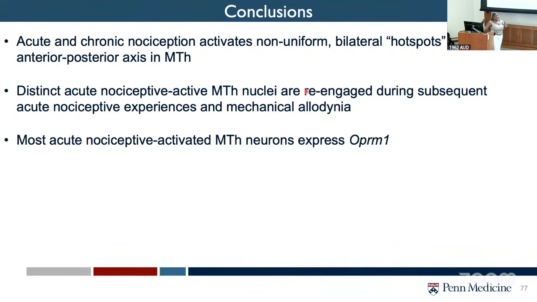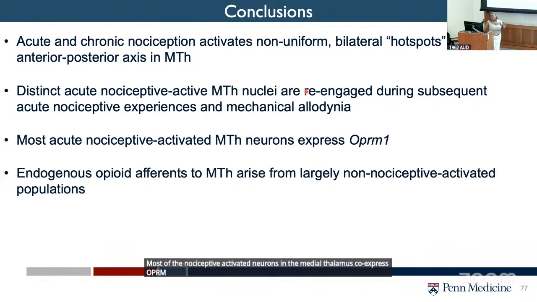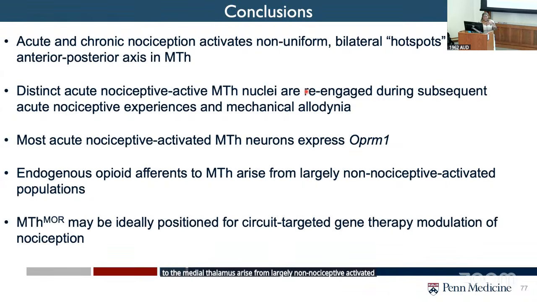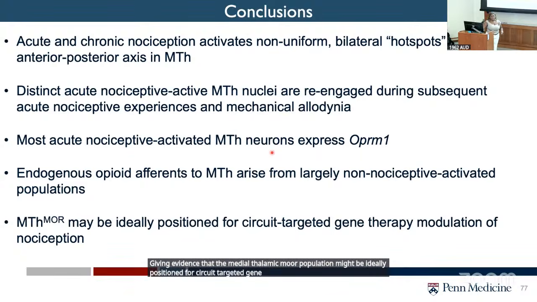Most of the nociceptive activated neurons in the medial thalamus co-express OPRM1. Endogenous opioid afferents to the medial thalamus arise from largely non-nociceptive activated populations, giving evidence that the medial thalamic Mu population might be ideally positioned for circuit-targeted gene therapy modulation of pain or nociception.